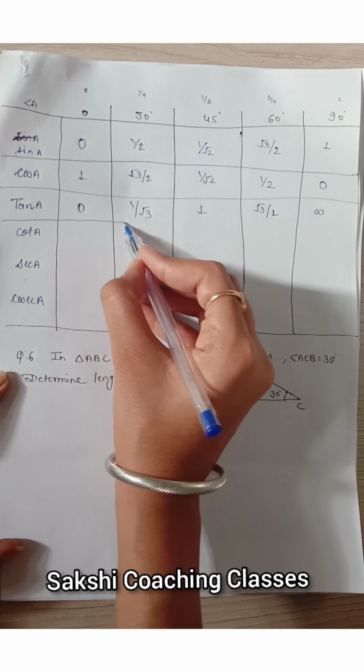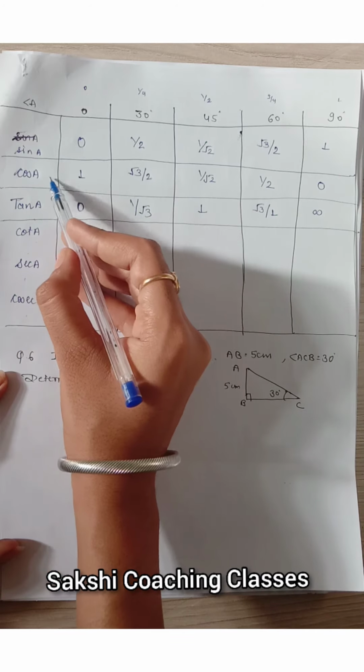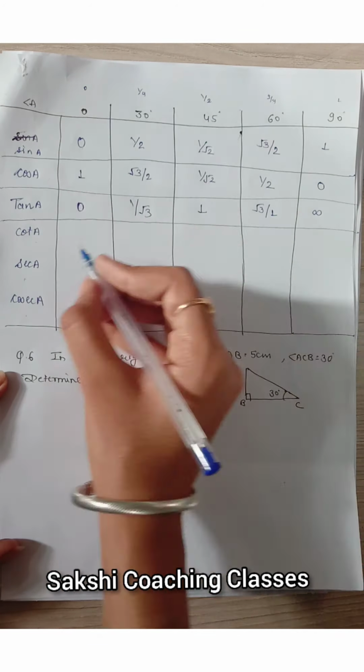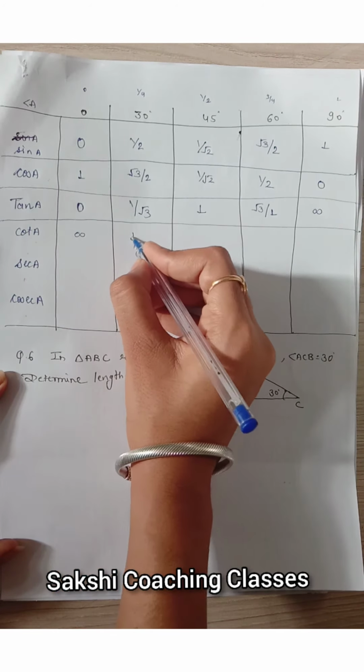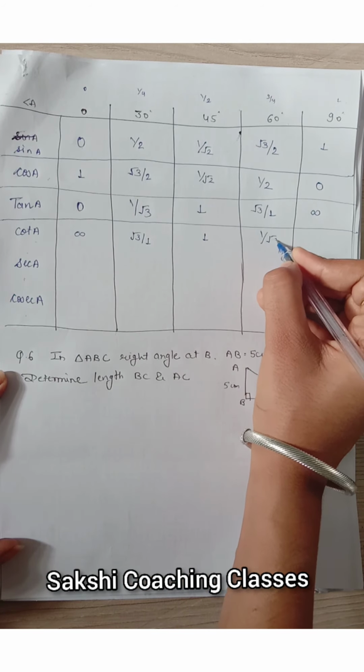Now come to the cot. वैल्यू ऑफ cot क्या करेंगे? जैसे cos का किया था वैसे tan का. So it will be infinity, √3/1, 1, 1/√3 and 0.